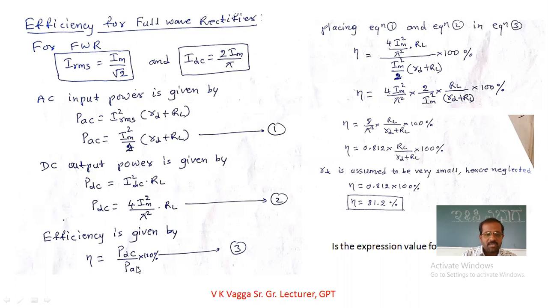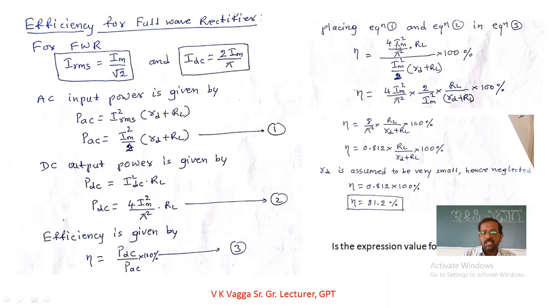Eta is equal to PDC divided by PAC into 100%. After placing that, what am I going to get? PDC is equal to 4 Im square divided by pi square into RL, which I place at the numerator. At the denominator, PAC is equal to Im square divided by 2 into RD plus RL. So Im square divided by 2 into RD plus RL, into 100%.